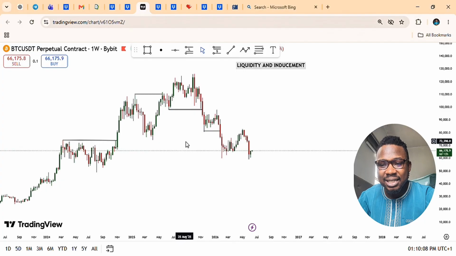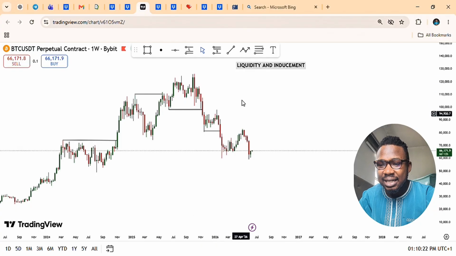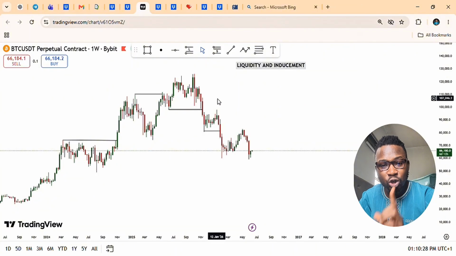Now liquidity is simply money. All right, and we'll talk about inducement. Inducement simply means trap. All right, so how do we spot money? Where is the money in this market? Where are they located? Now money is simply located at every old high and at every old low.